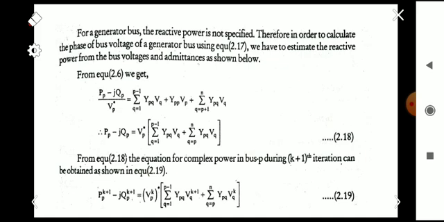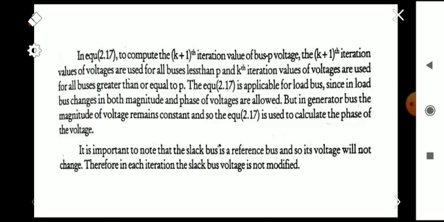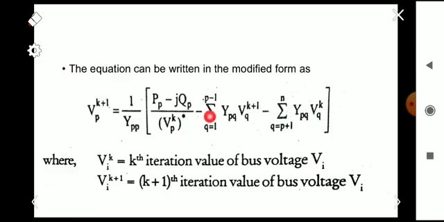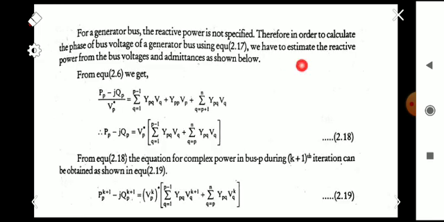If our problem contains a generator bus, the reactive power is not specified. Therefore, in order to calculate the phase of the bus voltage of a generator bus using equation 2.17, which is this one, we have to estimate the reactive power from the bus voltage and admittance as shown below. That is, we have to find the reactive power for the generator bus. That's all.